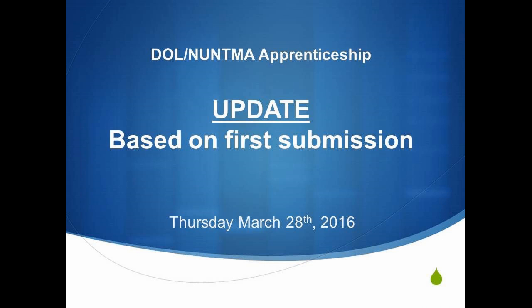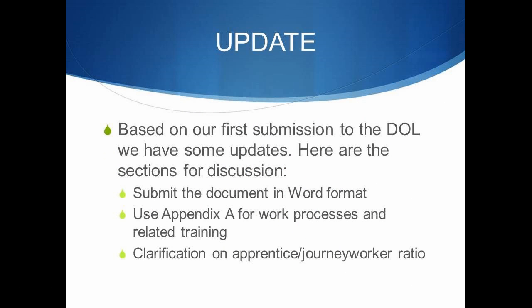In our first submission to the Department of Labor, we received feedback from them about our submission. The next few slides will describe the minor changes they recommended. There are 3 clarifications that the Department of Labor made after our first submission. 1. Submit your standards in Word format. 2. There is an Appendix A form that we need to use. 3. There are clarifications to the journey worker apprentice ratio at your company.